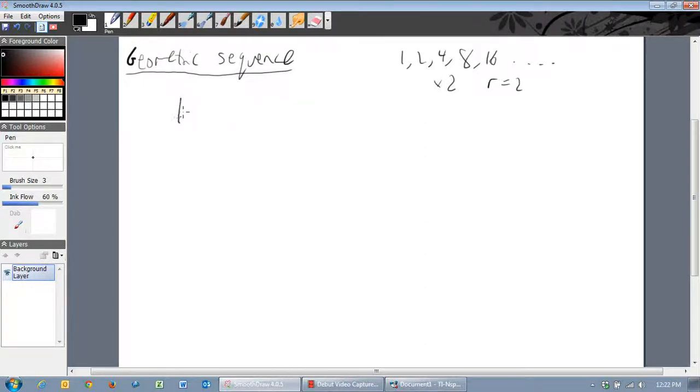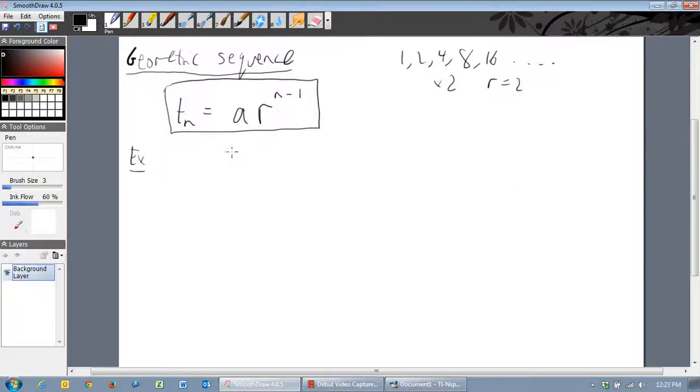I'll show you this in class, but basically the nth term of any geometric series will be a, the first term of the sequence, times r, the ratio, to the power n minus 1. And so that's the important formula here. I'll show it in class to figure out any term in a geometric sequence. So let's just go straight to an example.